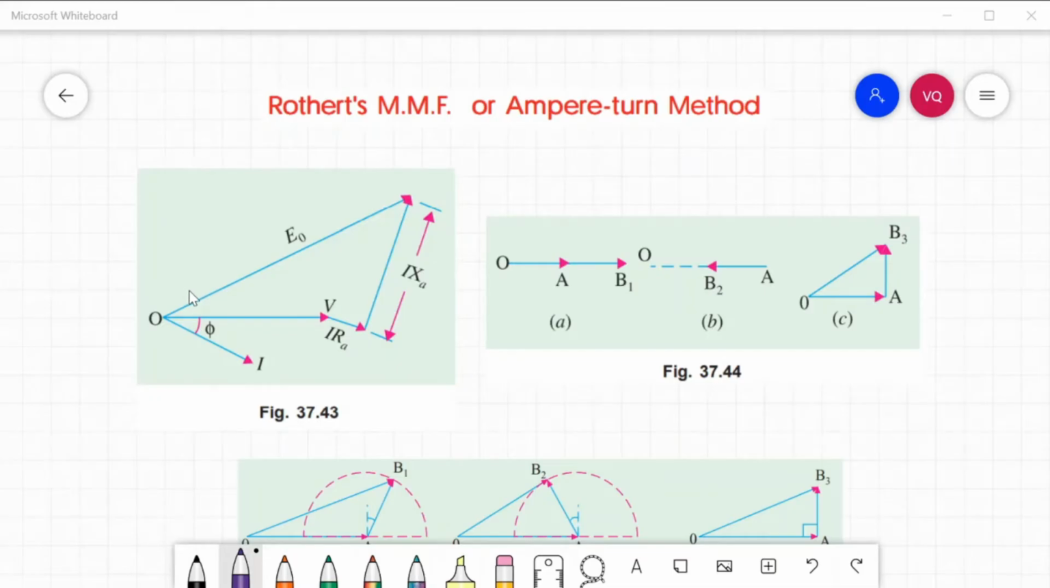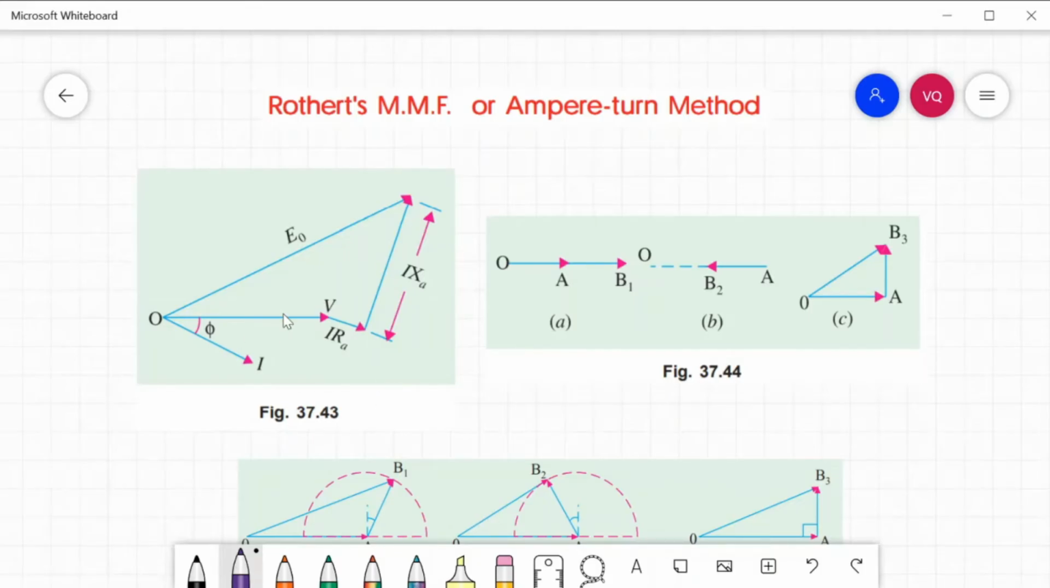it is the converse of the EMF method in the sense that the armature leakage reactance is treated as an additional armature reaction. In other words, it is assumed that the change in terminal potential drop on load is due entirely to armature reaction and the ohmic resistance drop, which in most cases is negligible. This fact is shown in figure 37.43.